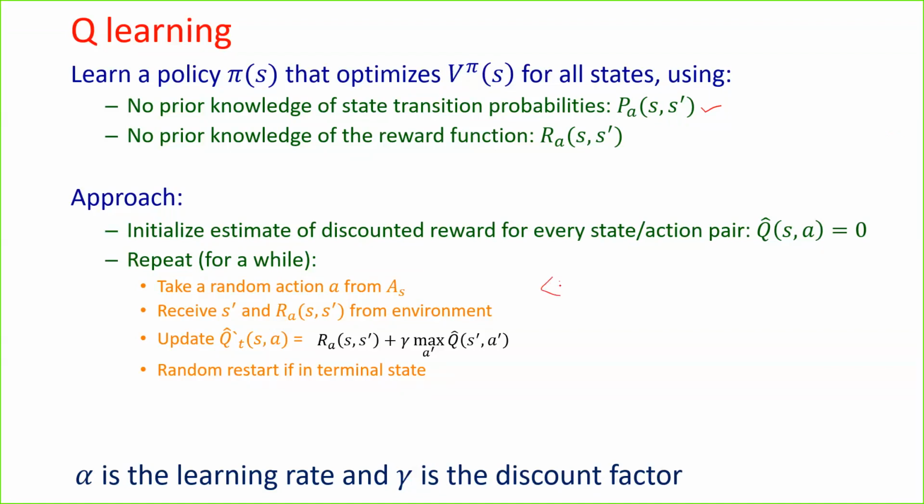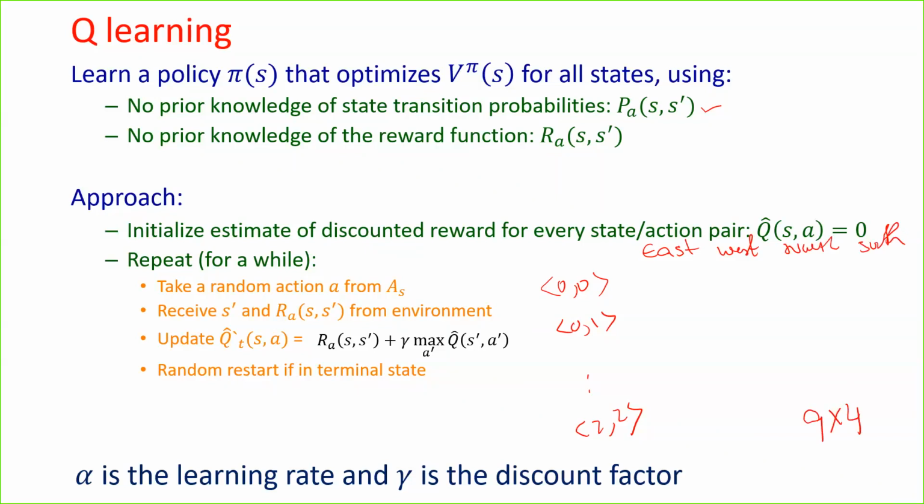9 states, right? 0 0, 0 1, and so on, 2 comma 2. And how many actions are possible here at max? 4 actions: east, west, north, south. So what is the size of the Q table here? The size of the Q table is 9 by 4. Yes. So initially, we initialize all the entries to 0.